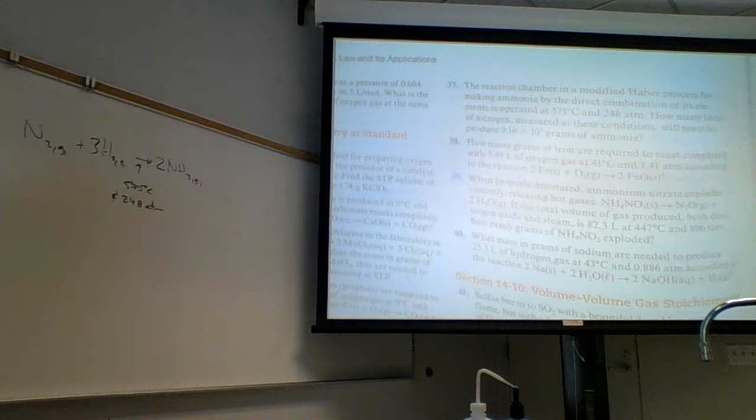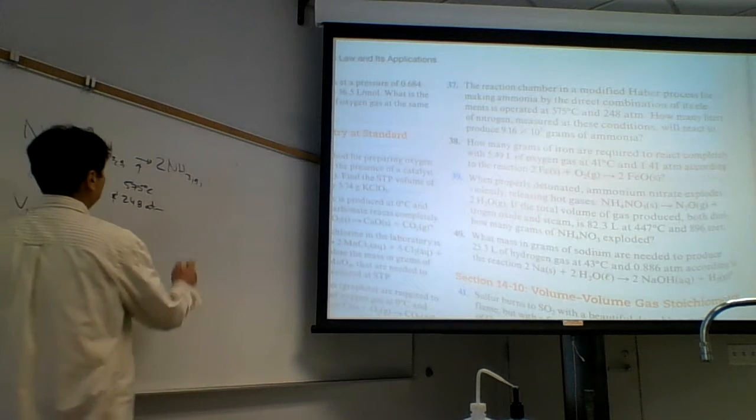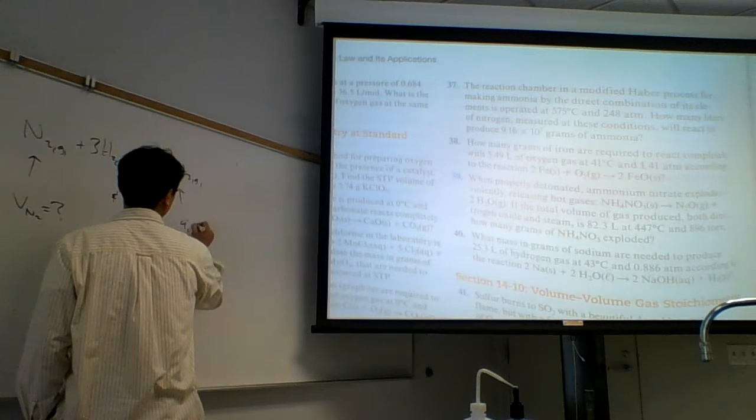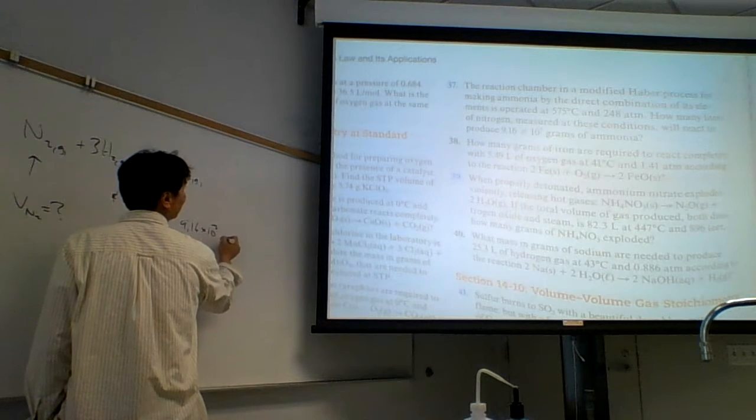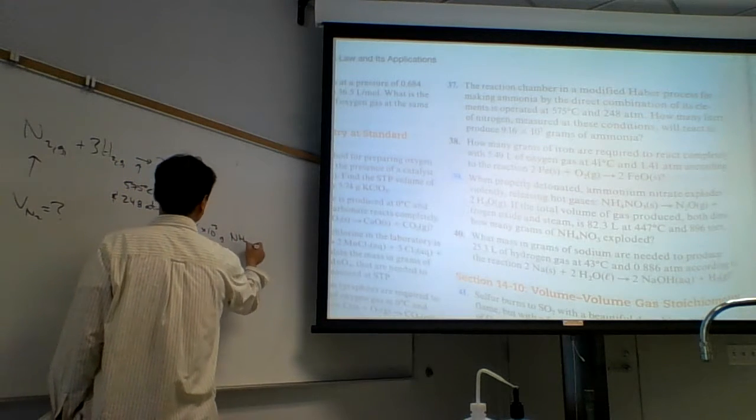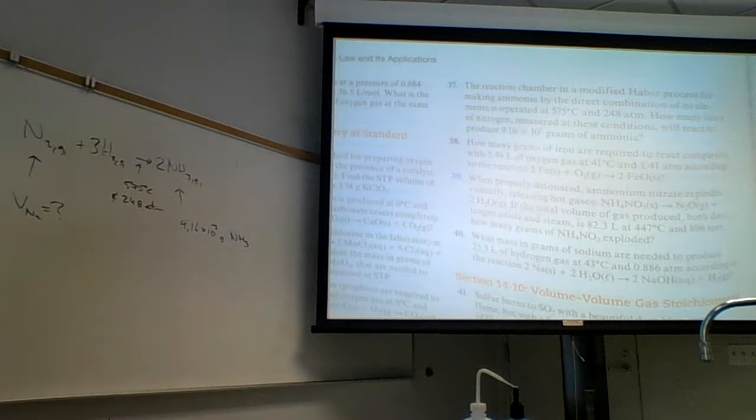How many liters of nitrogen measured at these conditions will react to produce 9.16 times 10 to the third grams of ammonia? What we're after is the volume of nitrogen. So here we've got 9.16 times 10 to the third grams of ammonia, about 9,160 grams. So how many liters of nitrogen are required?